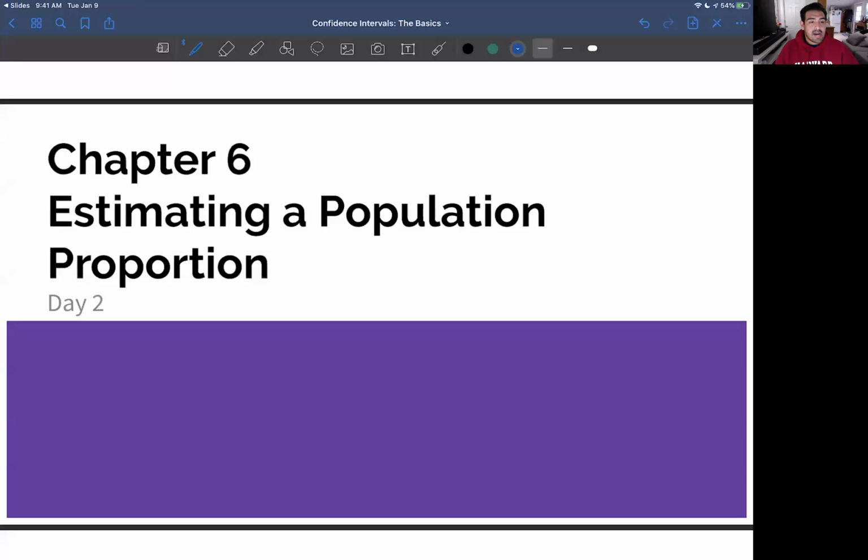In this video, our goal is to use confidence intervals to estimate the population proportion. Remember, everything we learned with confidence intervals, we can do with an average for the population. We can also do it for a proportion of the population. This video is specifically about proportions.